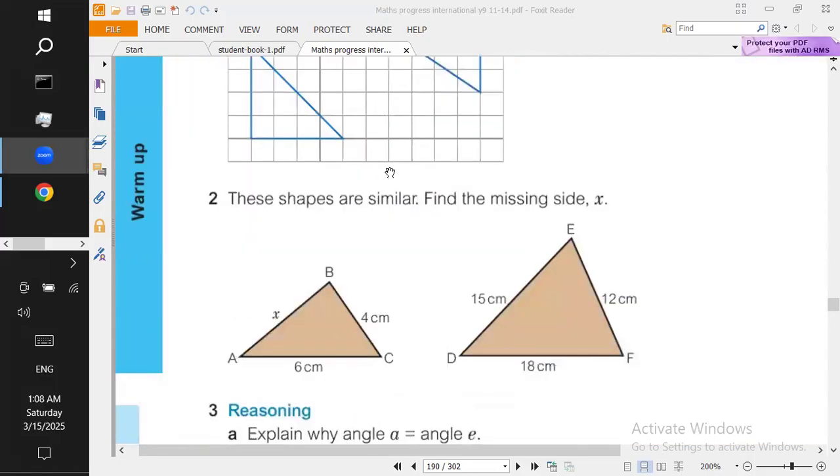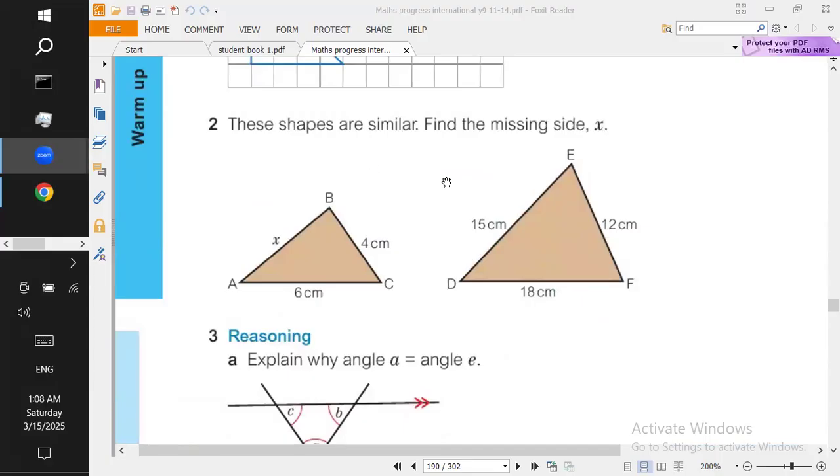Here. Now here we have the same question in which we have a missing line. Let's do this, same idea. Okay, first we find the scale.